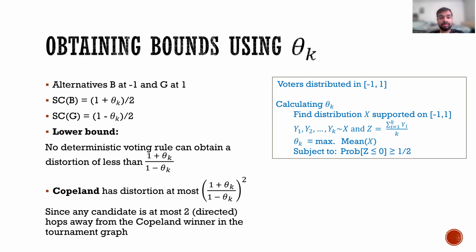For Copeland, we use the fact that any Copeland winner will have a directed path of at most length 2 to the socially optimum candidate. So we can take this ratio for each hop in the tournament graph and take the square of that quantity to give an upper bound for Copeland.